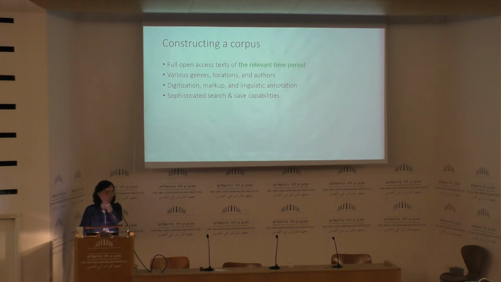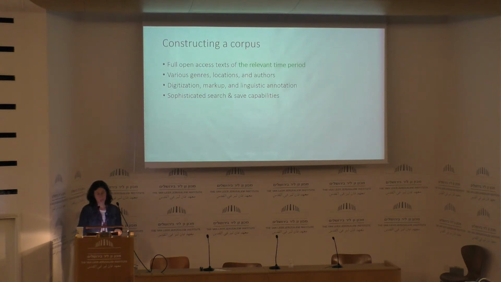So to do this, one needs a corpus of examples of the relevant time period. If you really want to answer any kind of question, and not just the one you're thinking about today, you need it to be open access. You need access to the text, the running text in its entirety. It's good that it would have various genres, written by multiple people with multiple backgrounds, maybe in multiple places.